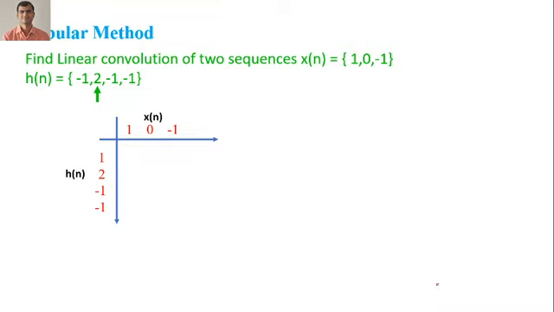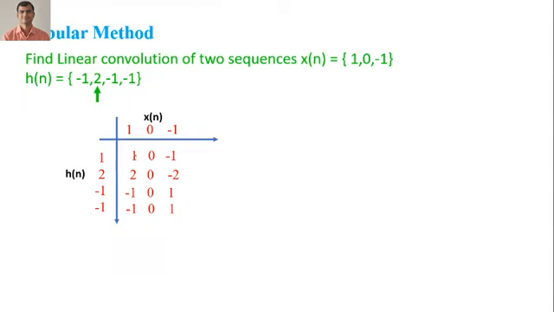Now find the linear convolution of these two sequences, x of n and h of n. You draw two arrows like this. You put the sequence of x of n here and h of n here. You can interchange the positions also. I have written the sequence of x of n here, the sequence of h of n here. Don't look at the position of the arrow here. Now you cross multiply: 1 into 1, 1 into 0, 1 into minus 1. Similarly for 2: 2 into 1, 2 into 0, 2 into minus 1. Similarly for minus 1: minus 1 into 1, minus 1 into 0, minus 1 into minus 1. We will have this set of numbers.